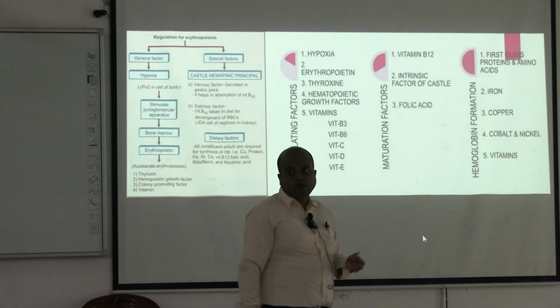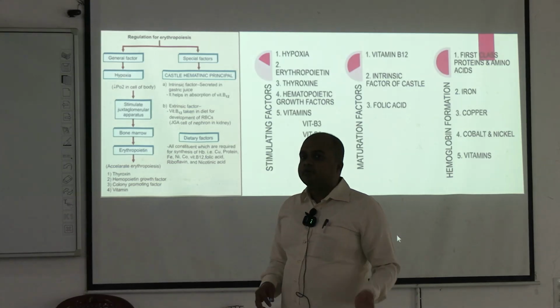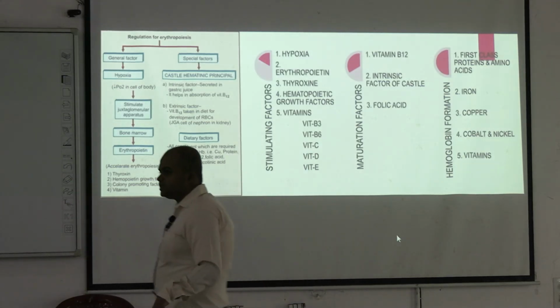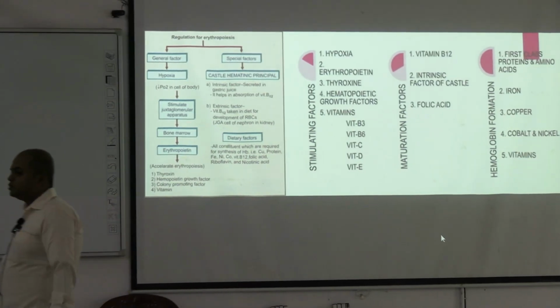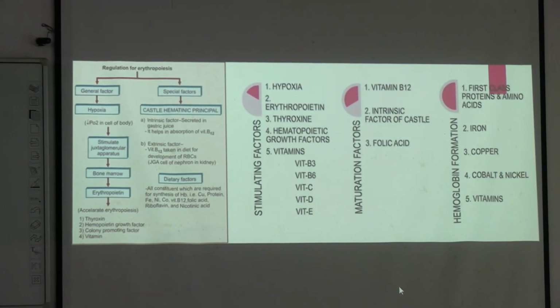There is a factor called the intrinsic factor of Castle, secreted from the parietal cells of the stomach. Probably you have already studied it in gastrointestinal physiology. It helps in the absorption of vitamin B12. Vitamin B12 is needed for erythropoiesis. The intrinsic factor of Castle helps in the absorption of vitamin B12, and in that way it is helping in erythropoiesis as well.